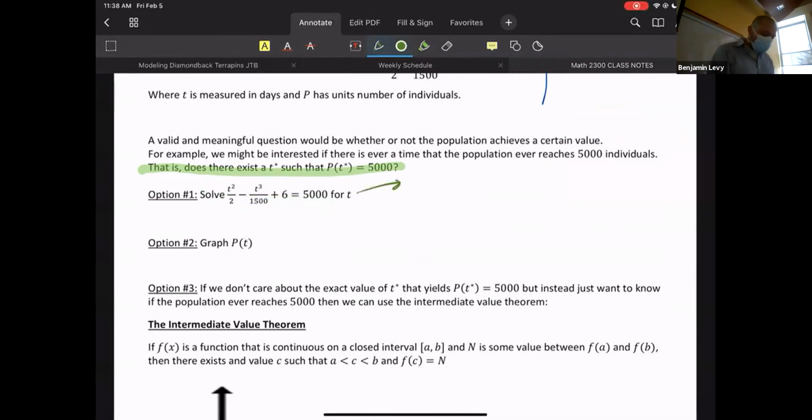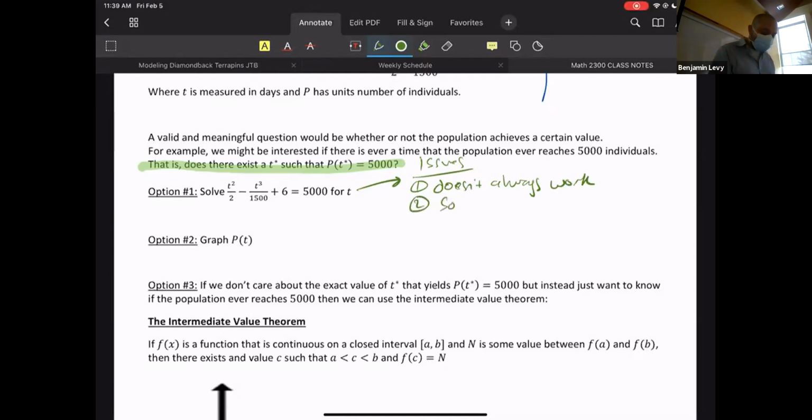So in option number one, some issues are: it doesn't always work, by hand at least, or we usually use computers. Or if it doesn't work by hand, it's at least sometimes not easy to do. Again, this is an easy function, but thinking ahead into more complicated functions, it might not be easy.